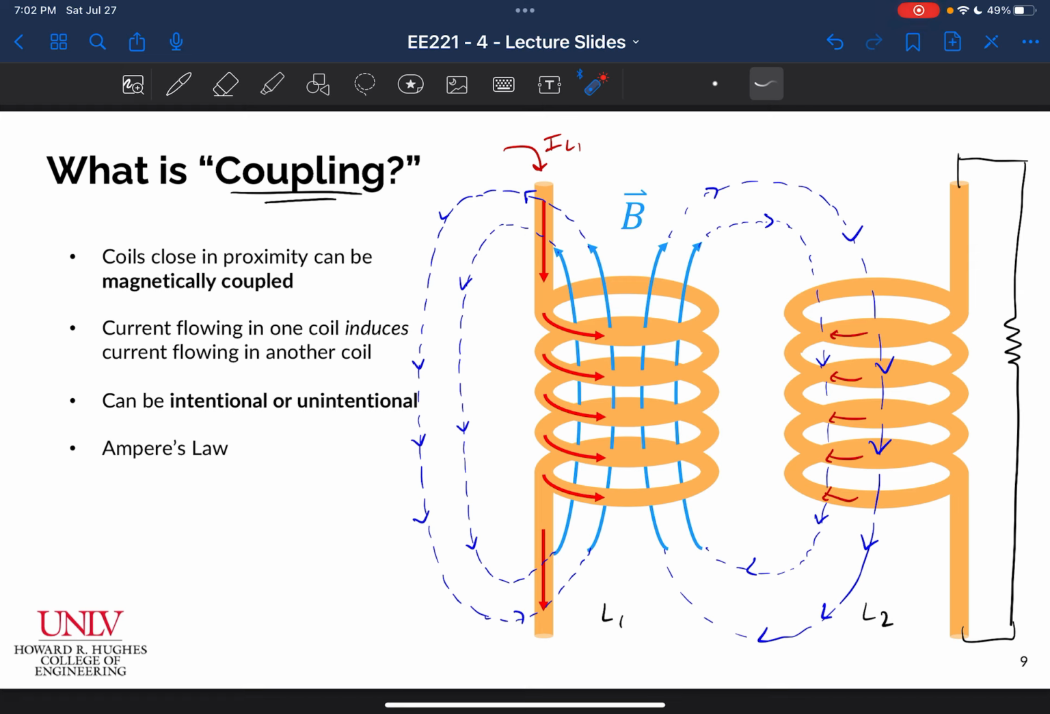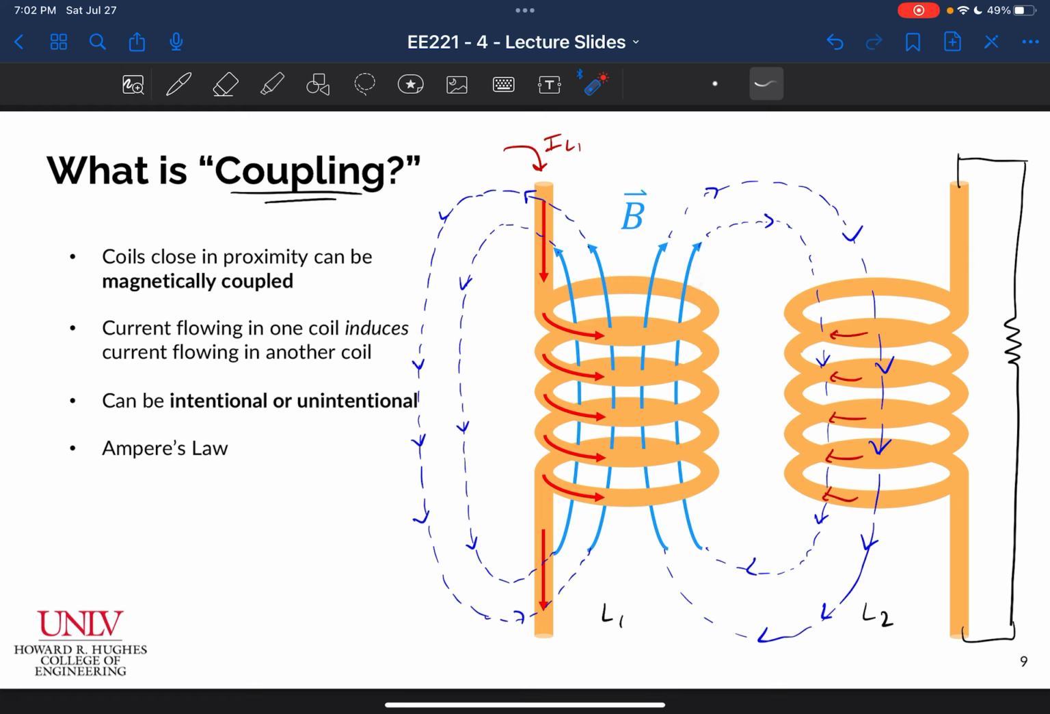It's basically the concept that current flowing in one coil induces a current flowing in another coil. Or if there was no resistor here and this was just an open circuit, it would induce a voltage across this second coil. This wireless coupling occurs just by the magnetic field lines that are in the air in proximity to this coil with current flowing through it.